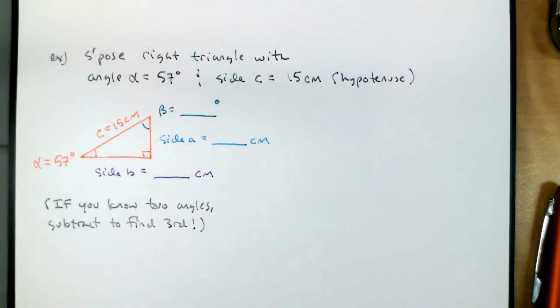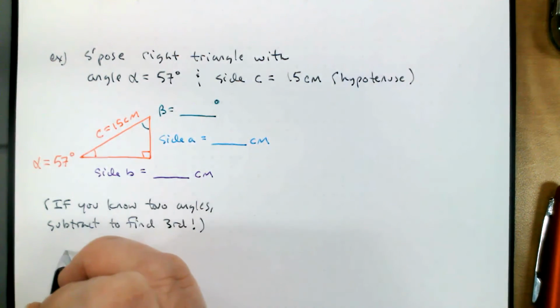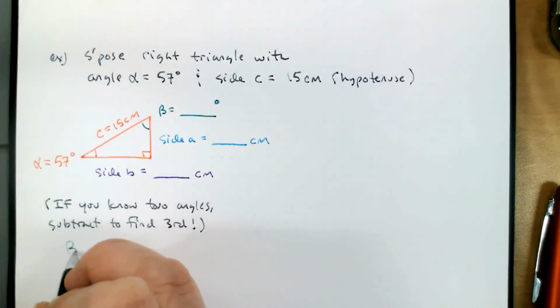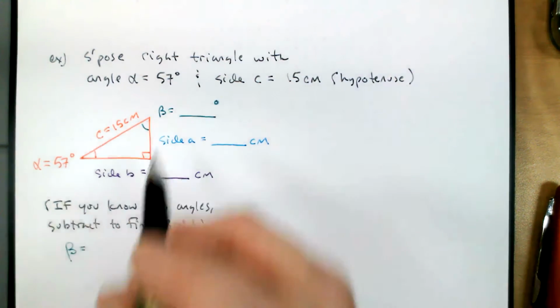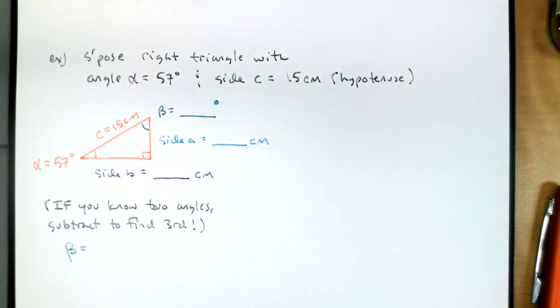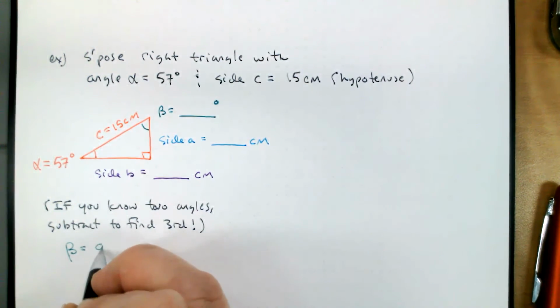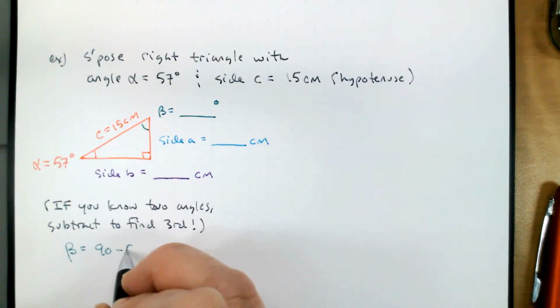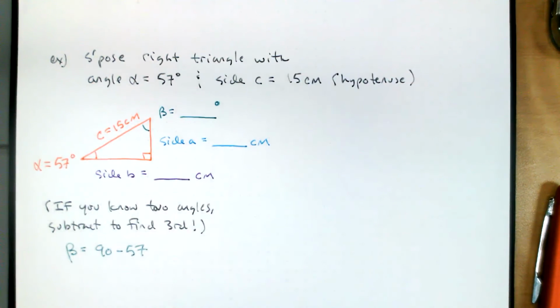So first we're going to find beta. We know that the non-right angles in a right triangle are complementary. So I'm just going to do 90 minus 57. And come up with 40 negative 3. How much is that? What's 90 minus 57?